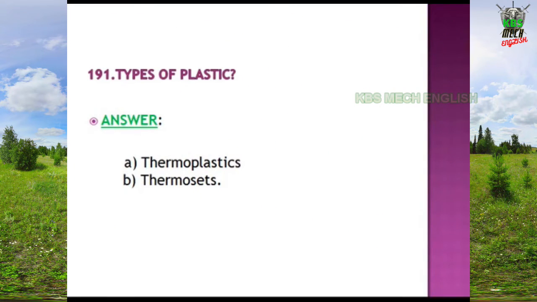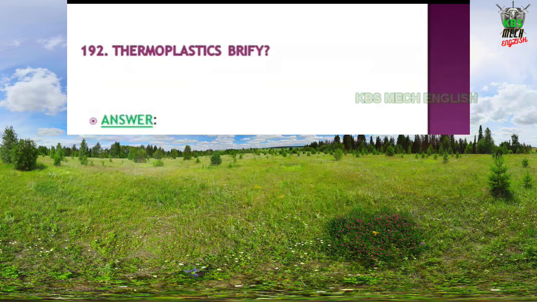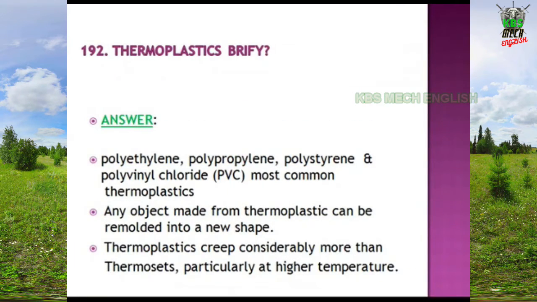Question number 191. Types of plastic. Answer. Thermoplastics, thermosets. Question number 192. Thermoplastic briefly. Answer. Polyethylene, polypropylene, polystyrene, polyvinyl chloride are the most common thermoplastics. An object made from thermoplastic can be remolded into a new shape. Thermoplastics creep considerably more than thermosets, particularly at higher temperature.